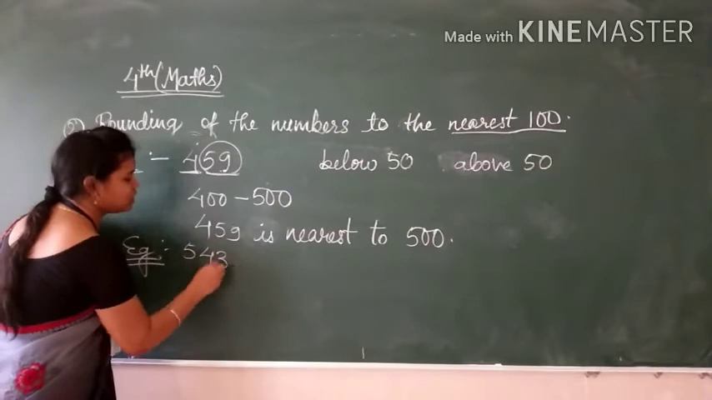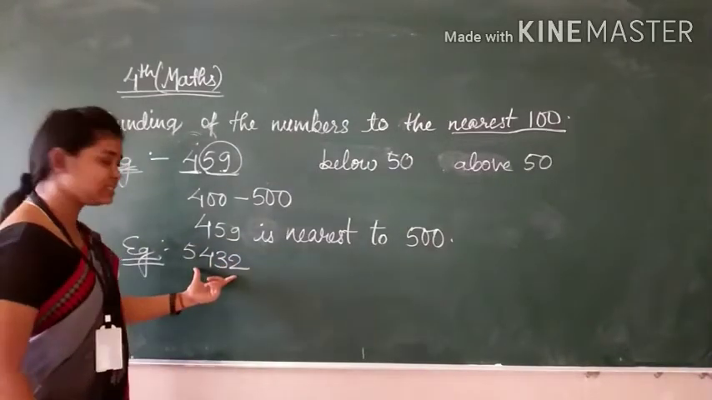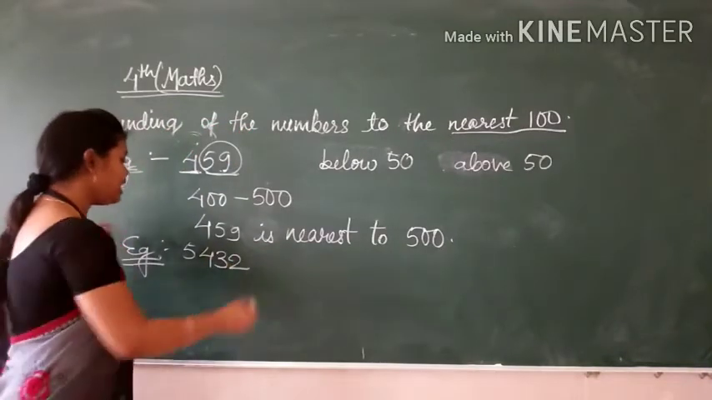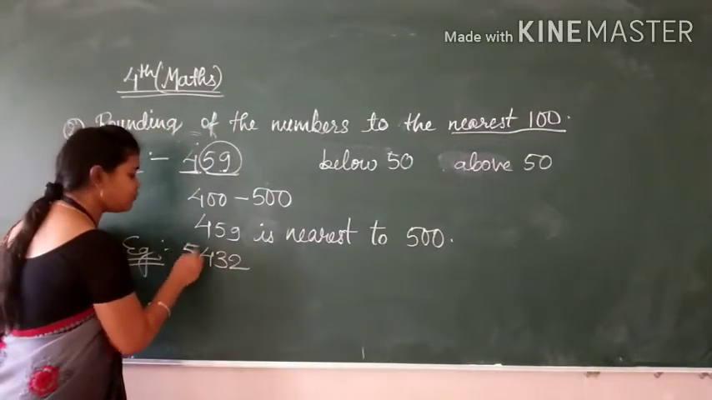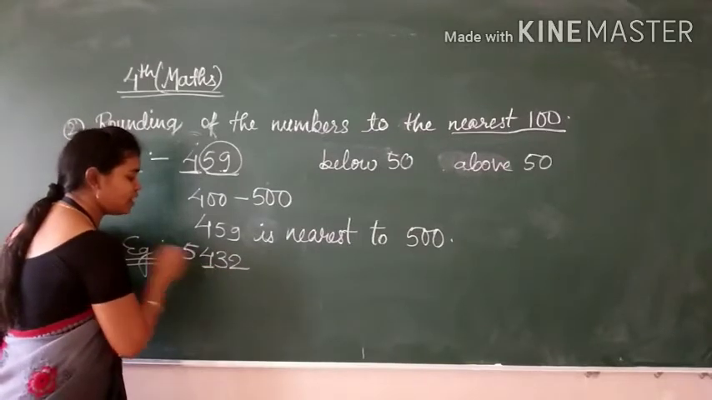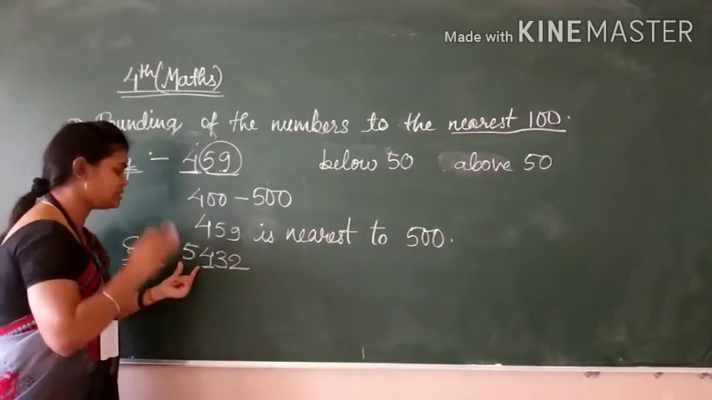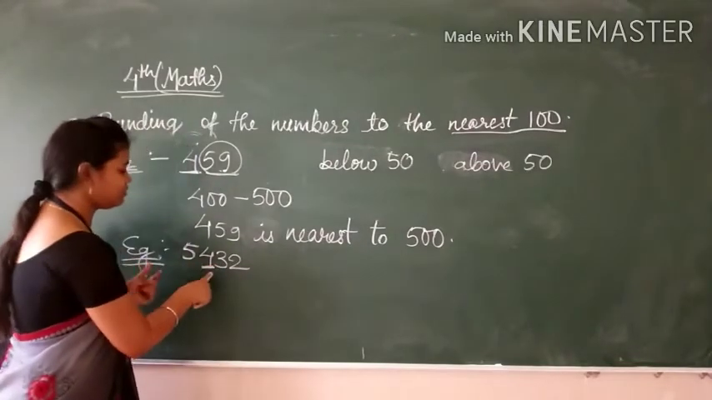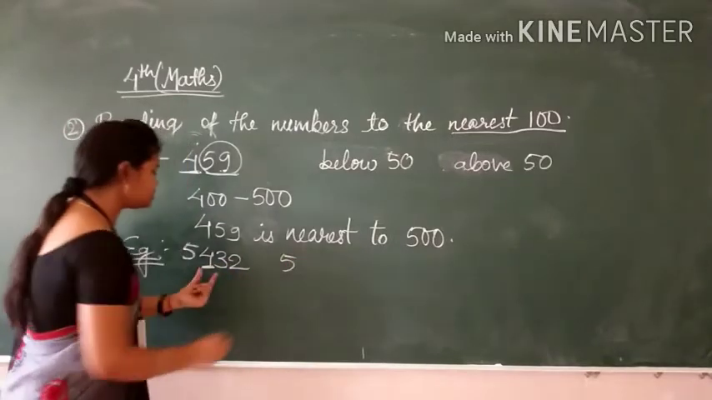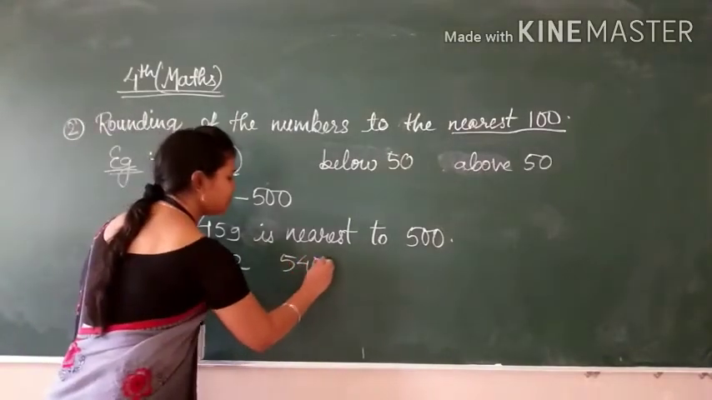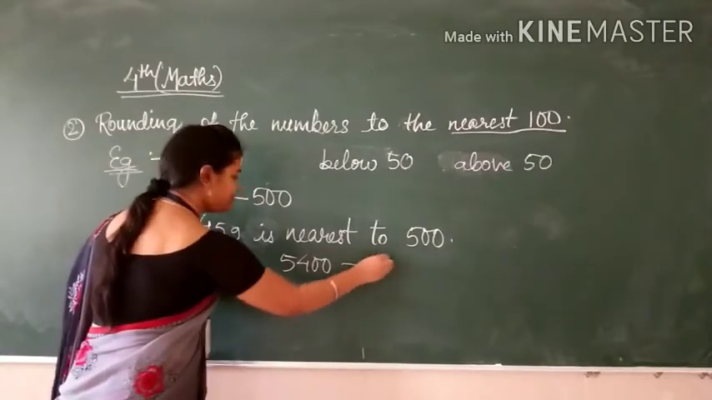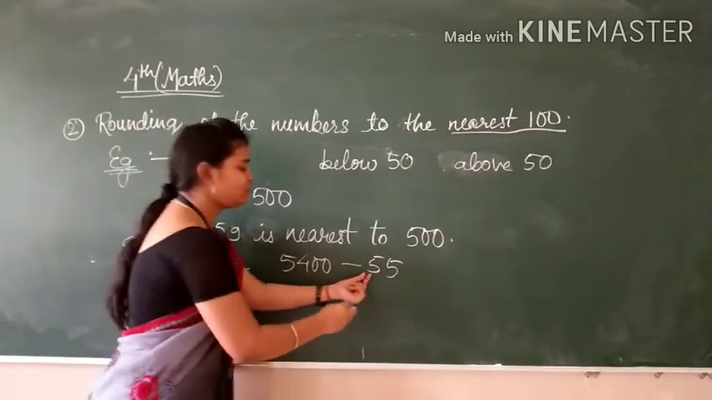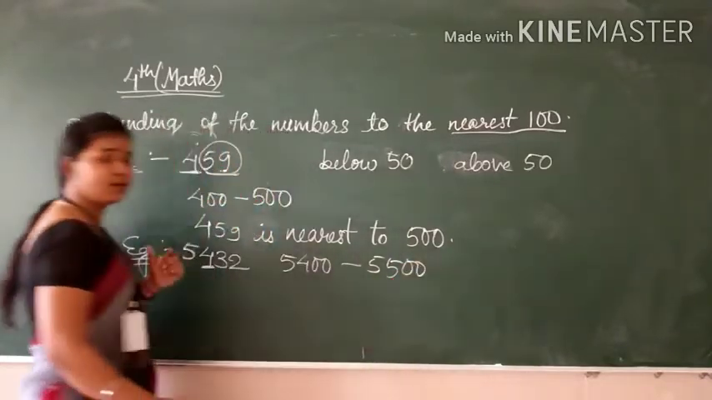5432. For example, this is the second number. We have to round the number to the nearest 100. Here also, by leaving the fourth digit, we have to see only up to 100. So the 5 will be the same as it is. It is 54, so it is 400, and the 5 will be the same. So it will be 500. 5,400 to 5,500. This will be the range.